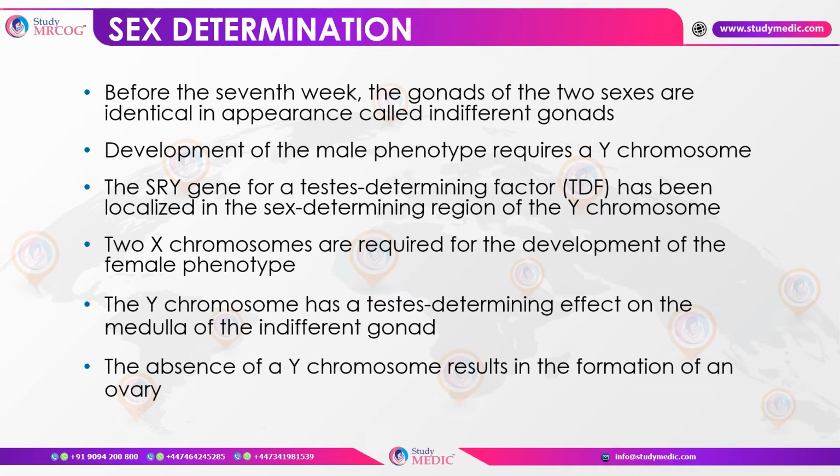Coming to sex determination, it is seen that before the 7th week, the gonads of both the sexes are identical in appearance, which are called indifferent gonads. The development of the male phenotype requires a Y chromosome. So the SRY gene for the testis determining factor has been localized in the sex determining region of the Y chromosome. Two X chromosomes are required for the development of female, and the Y chromosome has the testis determining effect on the medulla of the indifferent gonad. So any time there is absence of the Y chromosome, it is going to result in the formation of ovary.